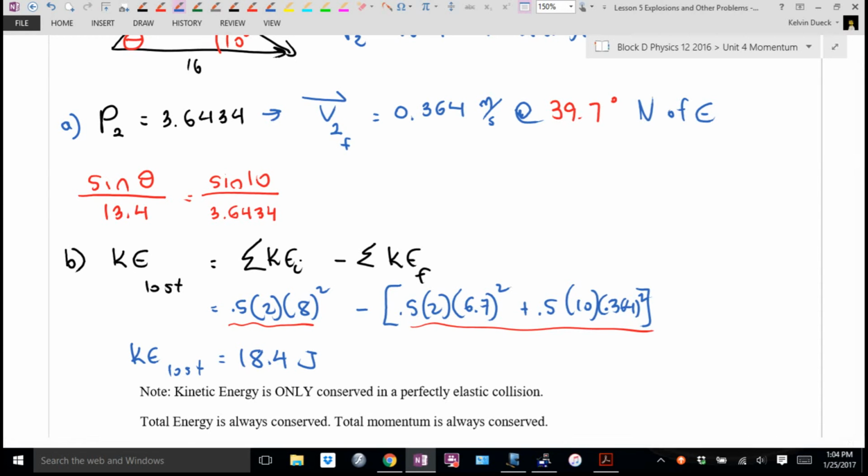And again, this is not violating the law of conservation of energy. Total energy is always conserved. Total momentum is always conserved. But kinetic energy, which is a subgroup of energy, is rarely conserved. It's only conserved in a perfectly elastic collision. By the way, in fact, you lose the most kinetic energy in an inelastic collision. That's where more energy is turned into heat and stuff like that. Turn the page.